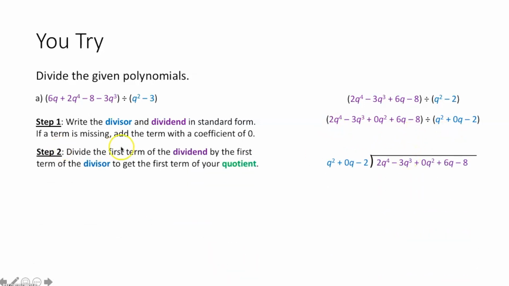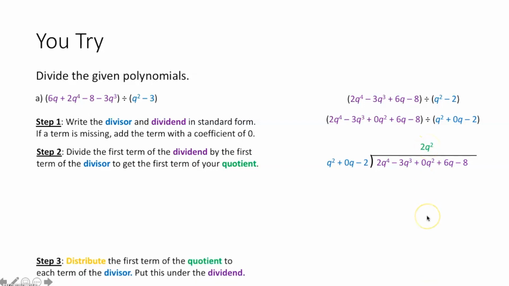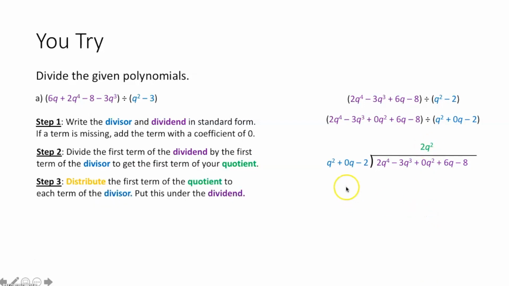We then move on to our next step, which is to divide the first term of our dividend by the first term of our divisor. So what's 2q to the 4th divided by q to the 2nd? That's 2q to the 2nd. So we put that over, not this one this time, because our divisor has 3 terms. So we're going to put it over our third term. So we put 2q to the 2nd here, and now we're going to distribute that to each term of the divisor. So we take 2q to the 2nd, distribute it.